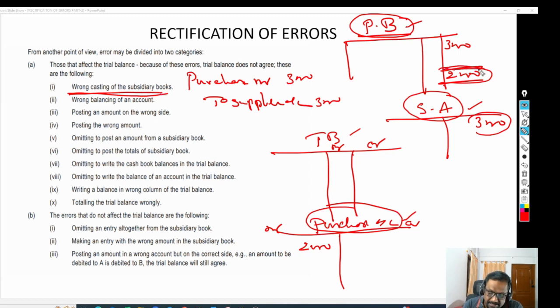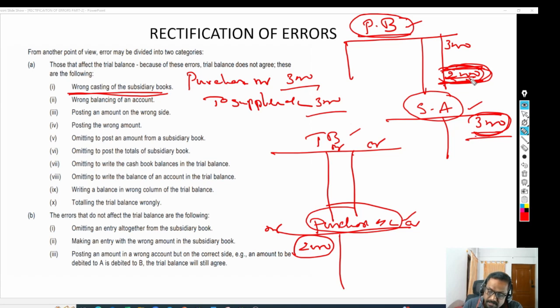So I totaled as 2,000. The same 2,000 will go to the purchase account. But the supplier account went 3,000 because of the totaling mistake here, right? The entry is posted correctly, so the supplier account would have been credited 3,000 correctly. But the total is wrong. The total goes to the purchase account with the 2,000.